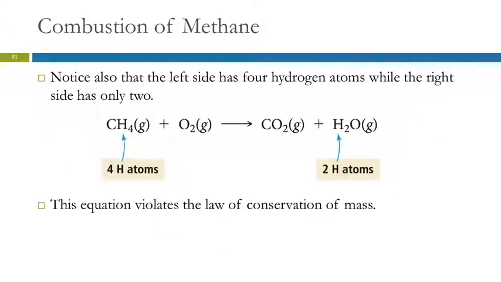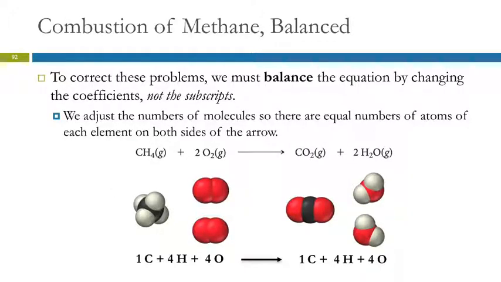There's also a problem with the hydrogens. There's 4 hydrogens over here on the left, and over here there's only 2. So what happened to the other 2 hydrogens? Did they turn into the missing oxygen? No. The atoms can't change. So this equation is not quite right. So we say we balance the equation. The formulas are correct, the state symbols are correct, but the numbers are not.